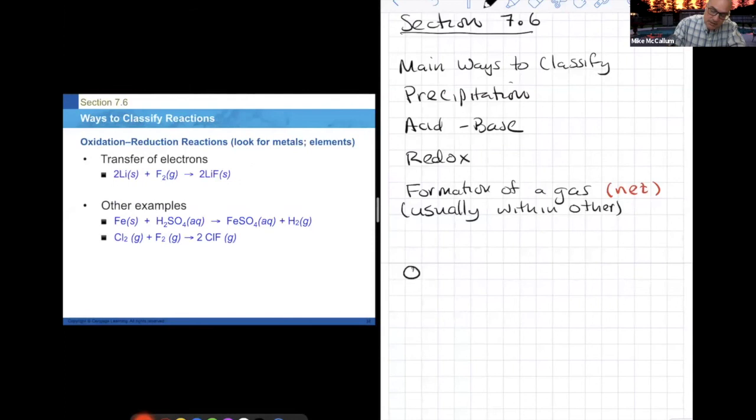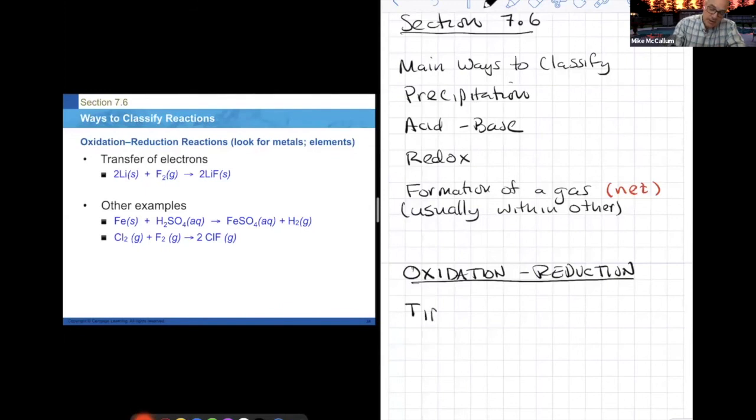Oxidation reduction reactions are very interesting. Now I'm completely aware that when a professor says something is interesting, that usually means to a student hard, right? But let's look at some helpful things, some tips or tricks, and also some classifications.